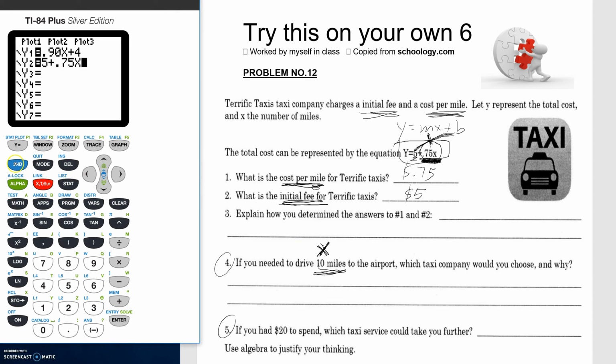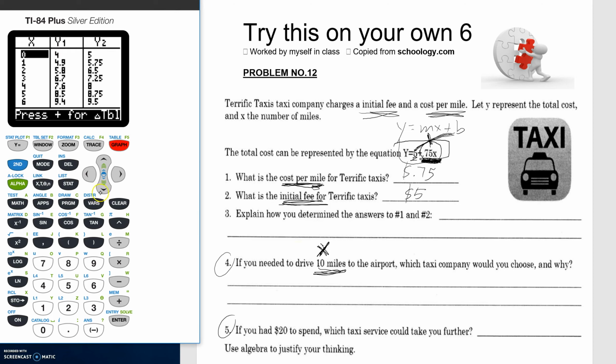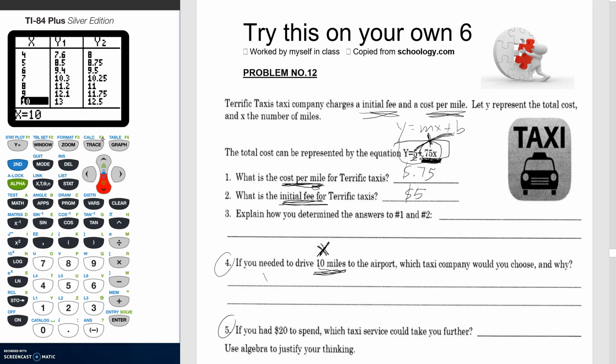Let's go to the table. We're going to look where x is 10, and we're going to see that for the last problem, x, y1, y2, 10 miles would have cost you $13. And in this problem, for this taxi service, it'll only cost you $12.50. So we would use Terrific Taxis if we needed to go for 10 miles because it would cost us less.